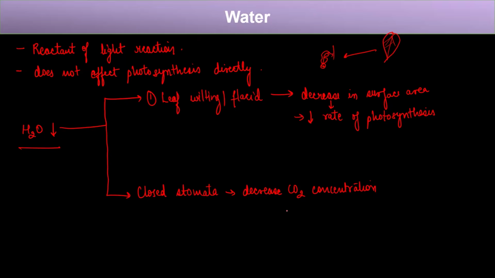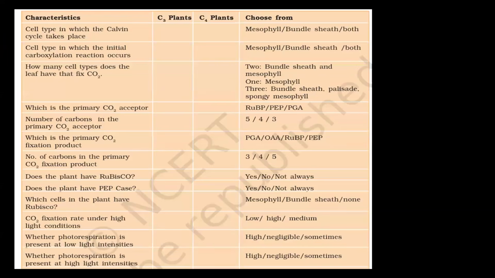And this decrease in turn leads to decreased photosynthesis rate. Okay. So these are the four factors that affect the rate of photosynthesis. Now with this, we have completed this chapter. Let's solve a few questions that are given in the NCERT. So the first thing is, and it is kind of revision for you as well.